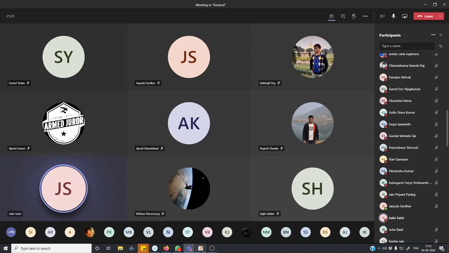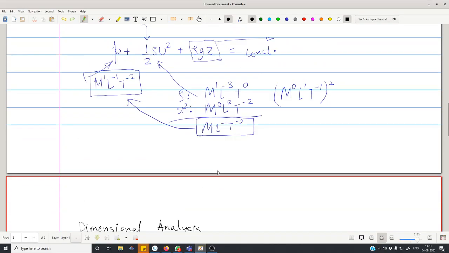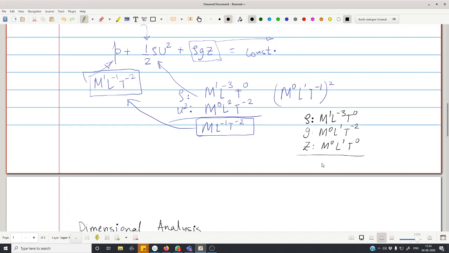The dimensional formula of density rho is m to the power 1, l to the power minus 3, and t to the power 0. And the dimensional formula of acceleration g is m to the power 0, l to the power 1 and t to the power minus 2. And for z it will be m0 l1 t0. So when we multiply, it will come m to the power 1, l to the power minus 1, and t to the power minus 2.